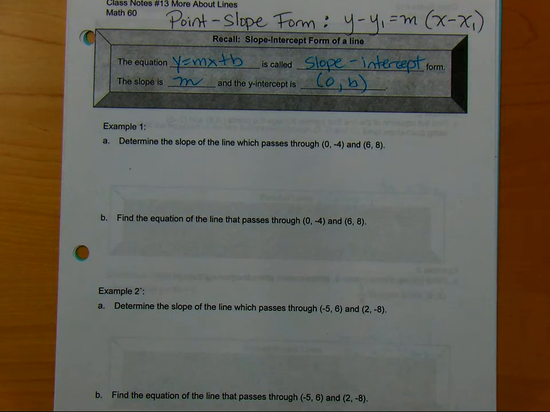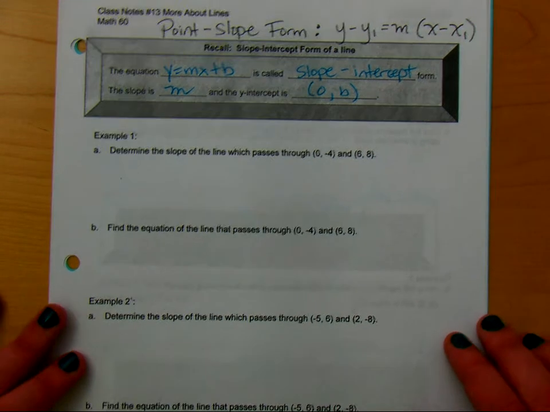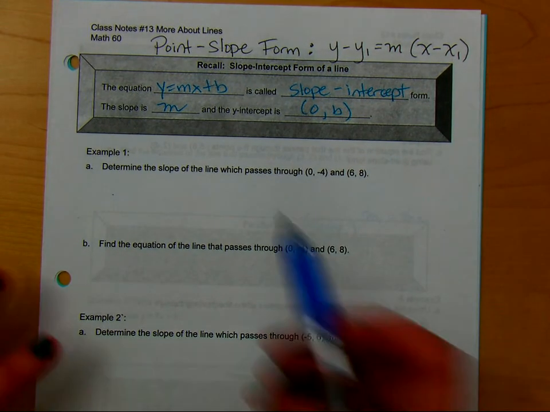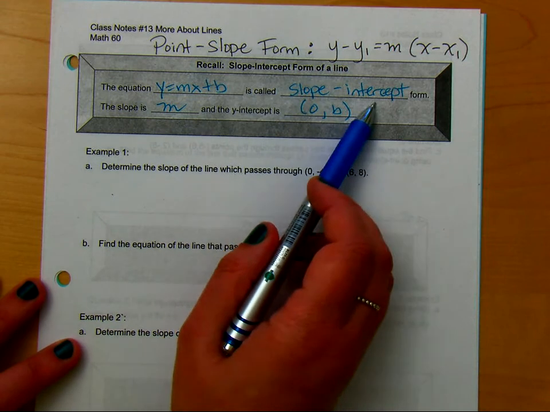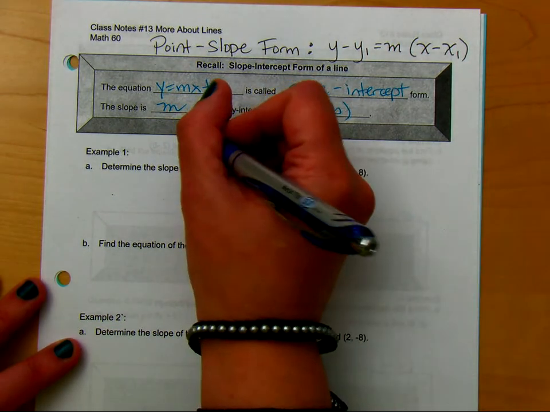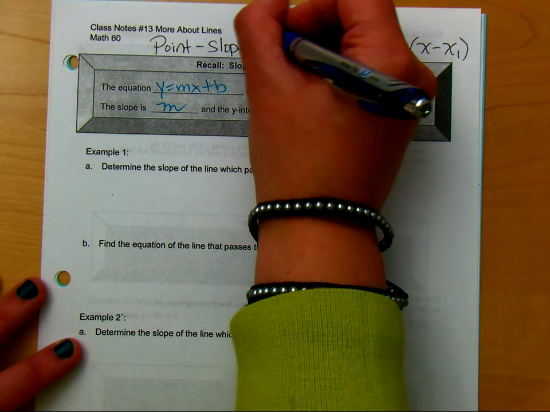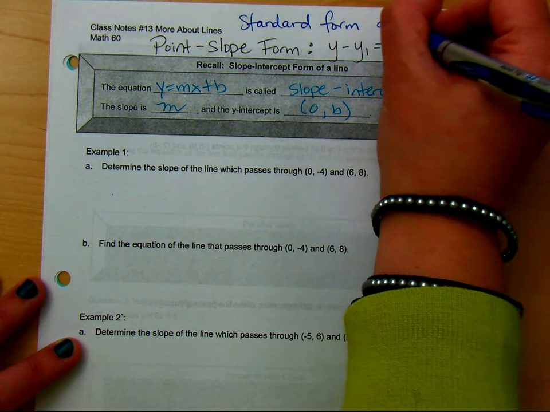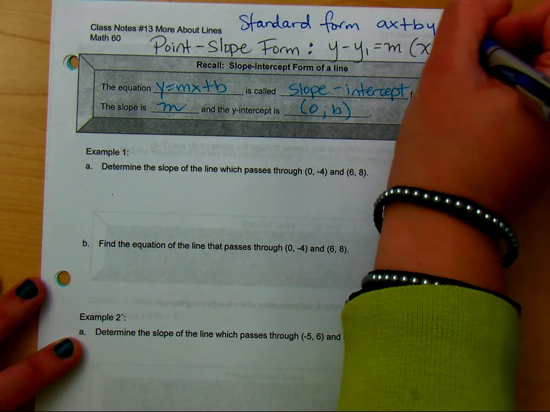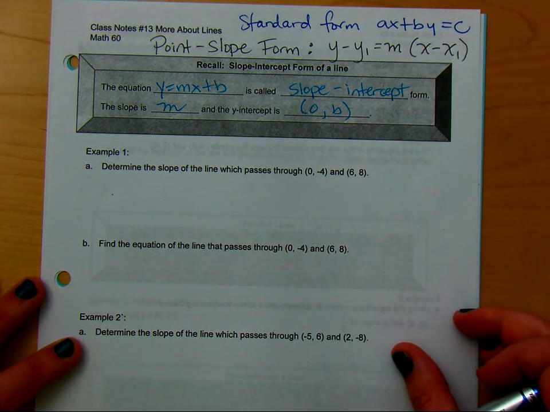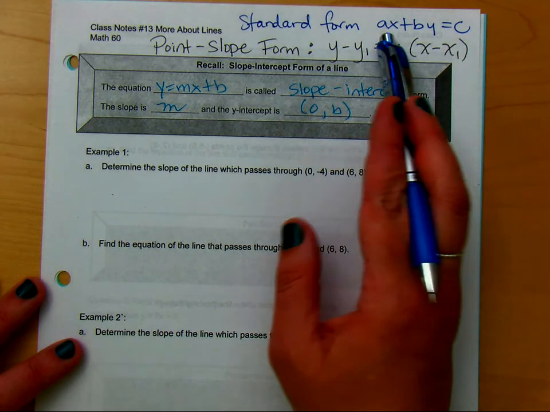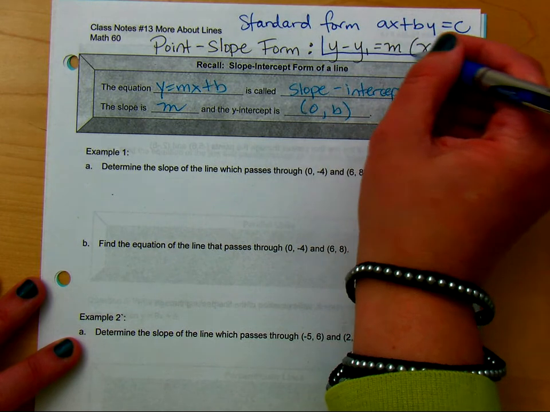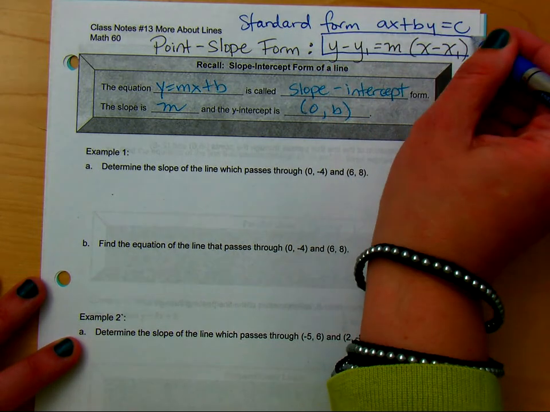Okay, in this lesson we're going to look at another form of a linear equation. So far we have learned about the slope-intercept form. We've actually learned about standard form. Standard form looks like ax plus by equals c. That was the first form we started with. And then today we're going to talk about this new form, which is called point-slope form.